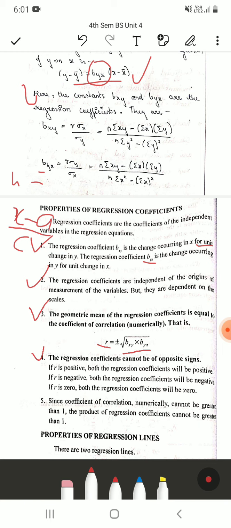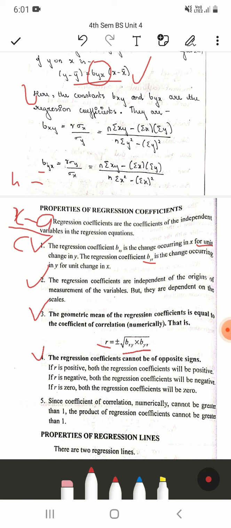The fourth property is the regression coefficients cannot be of opposite signs. If r is positive, then both the regression coefficients will be positive, and if r is negative, both the regression coefficients should be negative. If r is 0, then both the regression coefficients will be 0.